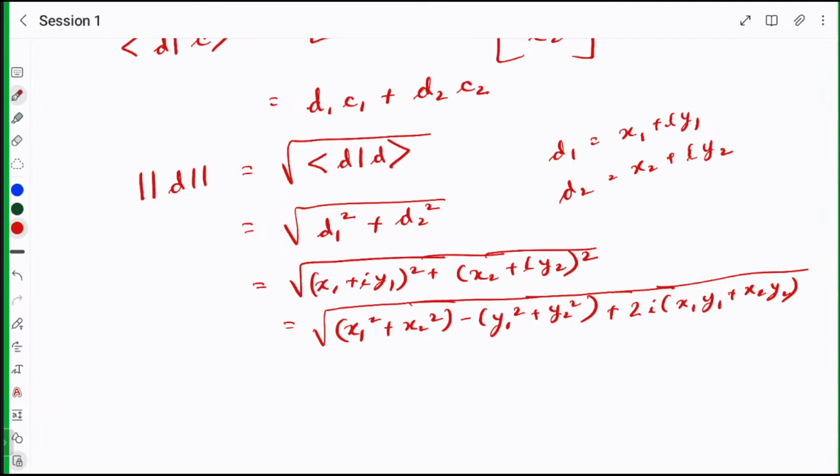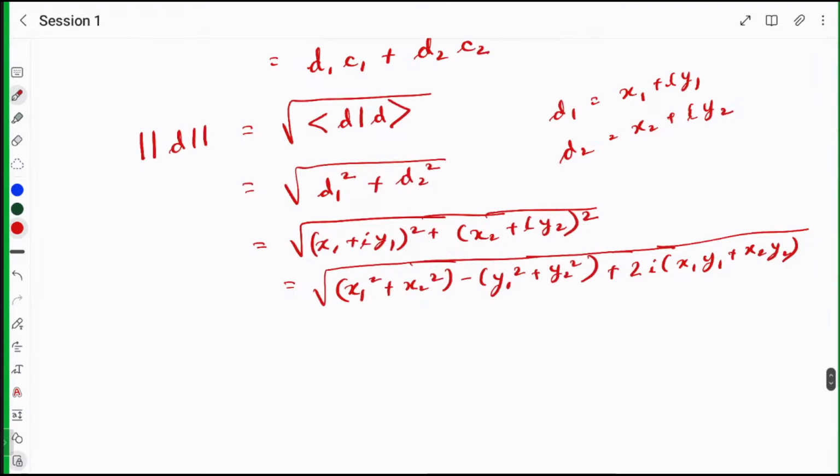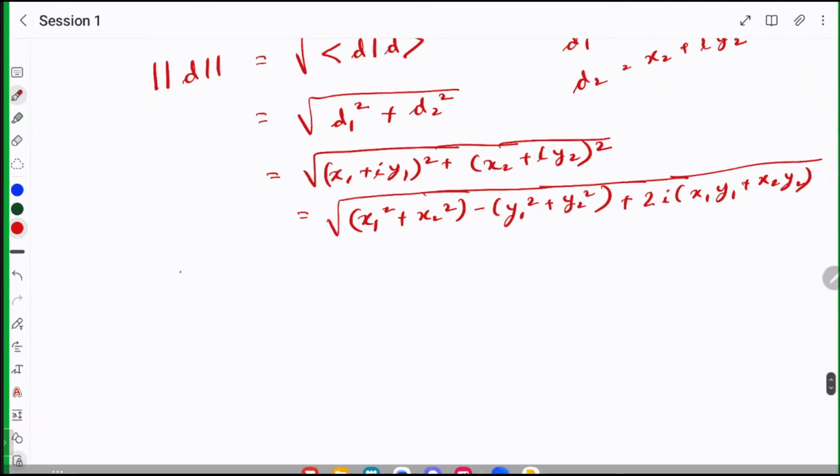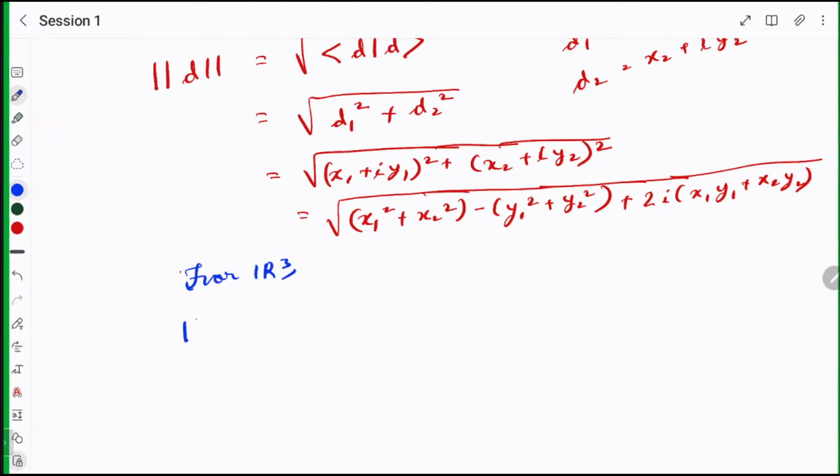But we want to generalize our vector space, our real space, to some general vector space in such a way that the norm does not become imaginary. It remains real and it remains positive. So for R3, the real space, the length or the norm was greater than or equal to 0. I want that for C2, the space that we are dealing with right now, the norm should be greater than or equal to 0 as well.